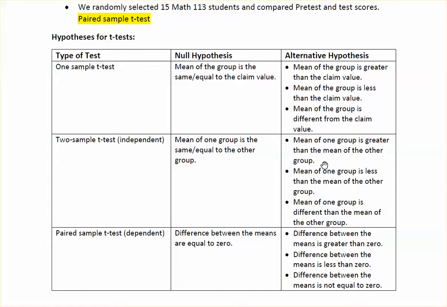For the two sample t, because you've got two groups, you've got the mean of one group is greater than the mean of the other group, the mean of one group is less than the mean of the other group, and the mean of one group is different than the mean of the other group.